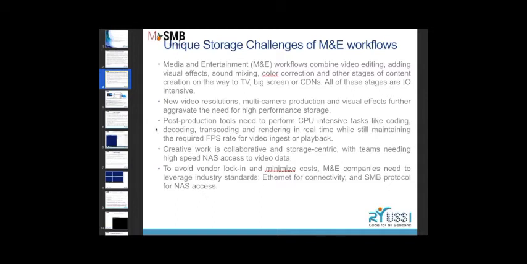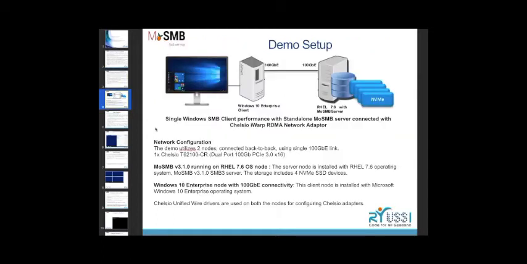I will go on to show how this combined solution that we are talking about addresses some of these storage challenges. Moving on, we have a demo plan. It's a recording, it's not a live demo, but for the setup, we had two nodes. The first of these is a Windows 10 Enterprise client, and the second one is an RHEL 7.6 server with MoSMB running on it. These two were connected with Chelsio 100 gig iWARP RDMA network adapter.